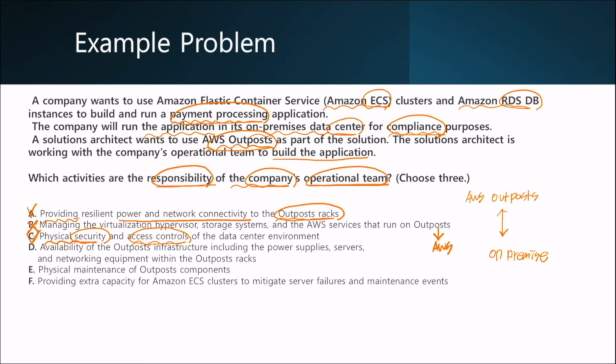So let's look at D, availability of the Outpost infrastructure, including the power supplies, servers, and networking equipment within the Outpost racks. Therefore, D is not an option. E, physical maintenance of Outpost components. We already know it's going to be the responsibility of the company's operational team, so E is an answer. F, providing extra capacity for Amazon ECS clusters to mitigate server failures and maintenance events. Again, with maintenance, it is in relation with AWS. And when we think about customer, think about physical customer, right? So the answers here will be A, C, and E.